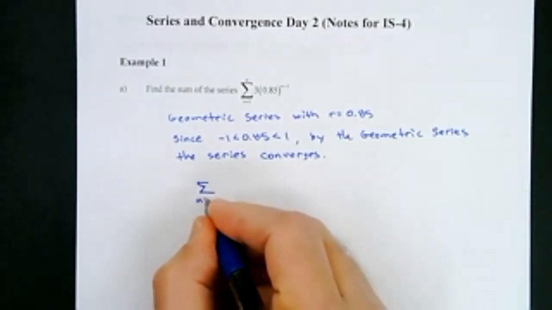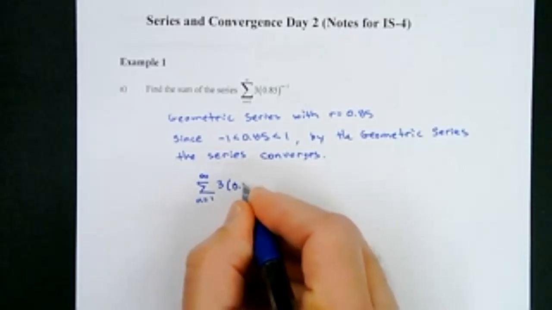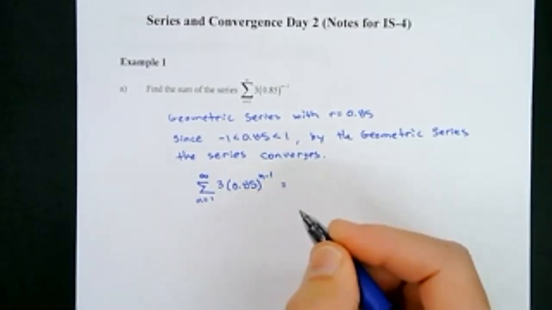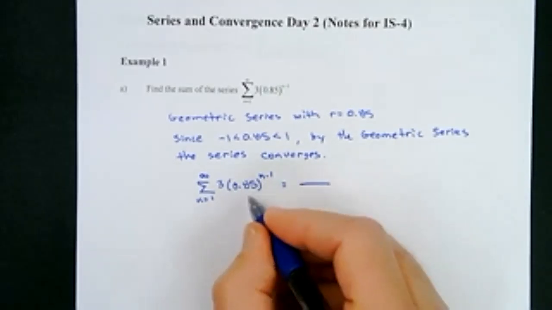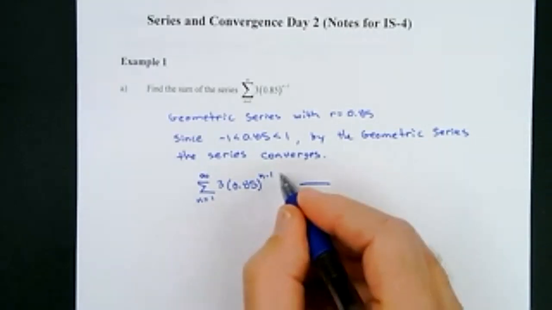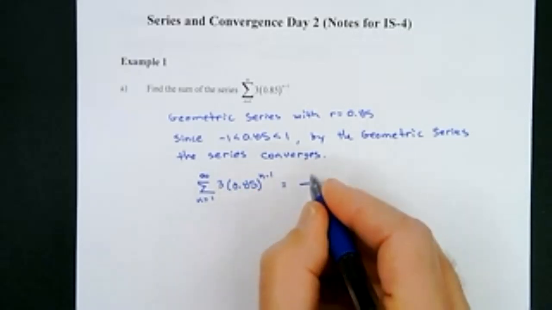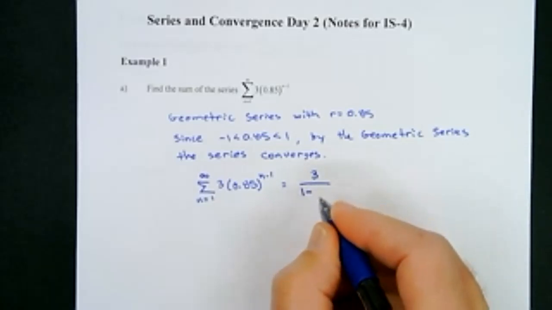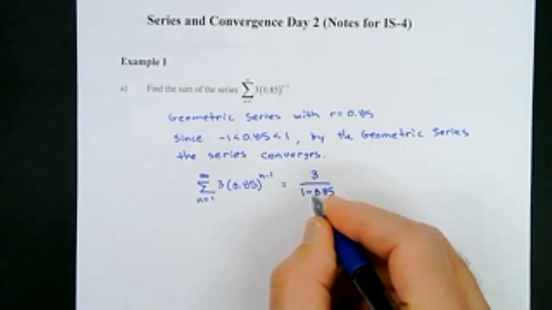All right, so n equals 1 to infinity of 3 times 0.85 raised to the n minus 1. Okay, so the sum will always be, if the r is between -1 and 1, the sum will always be the first term. So if we put 1 in here for n, that's going to make this a power of 0. So that's just going to give us for our first term 3 over 1 minus our r, which is 0.85. So it's always the first term divided by 1 minus your r.